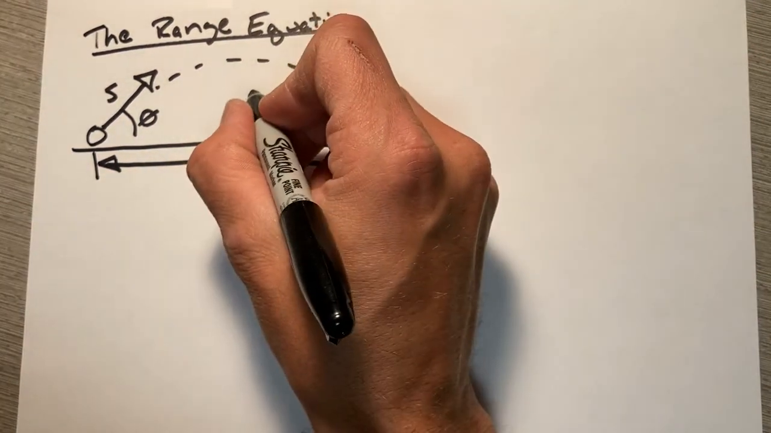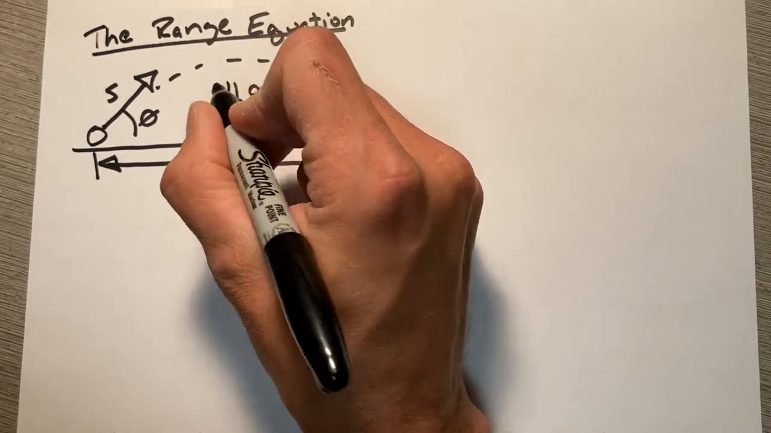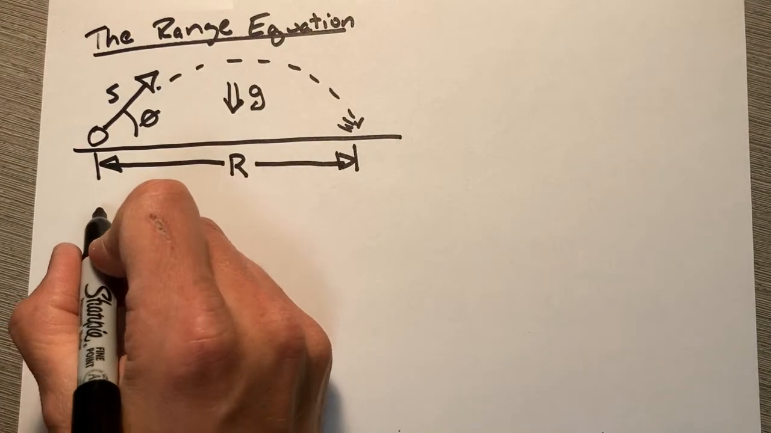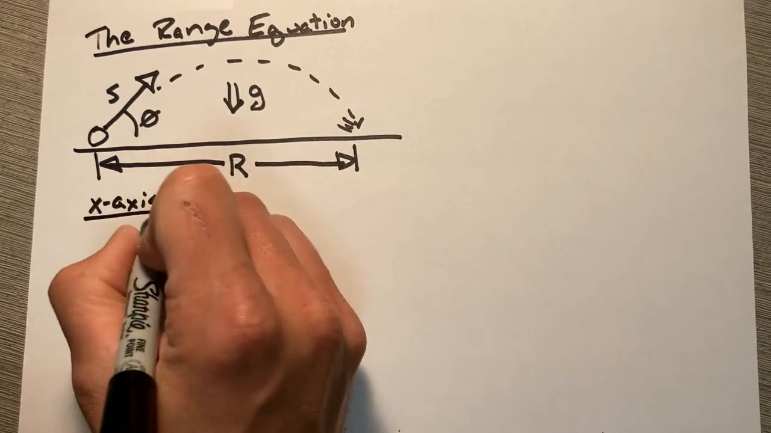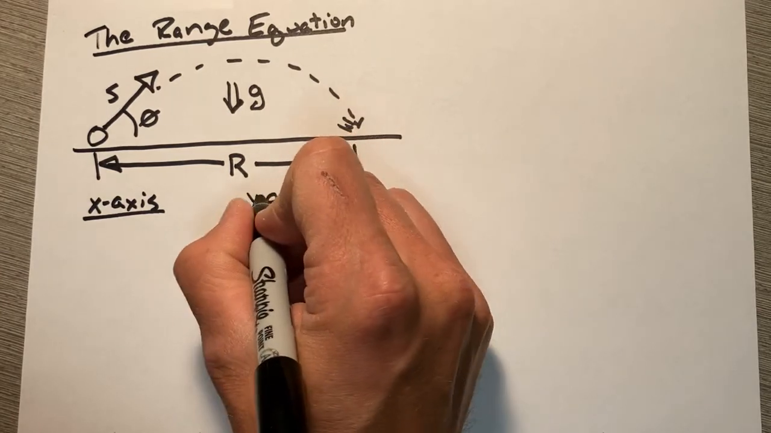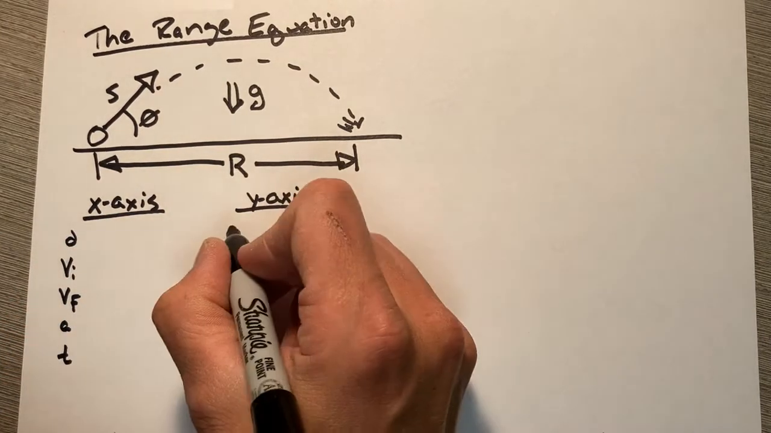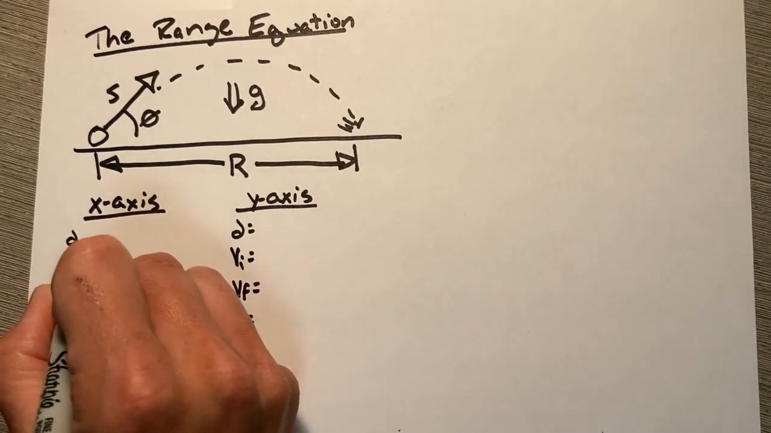Now, because this is a projectile, we're going to say it's accelerating downward under the influence of gravity at a rate of g. On Earth, that'd be 9.81 meters per second squared. As with any projectile motion problem, we're going to separate the motion of this projectile into the x-axis and the y-axis. To analyze this problem, we're going to look at all 5 kinematic variables for each axis.